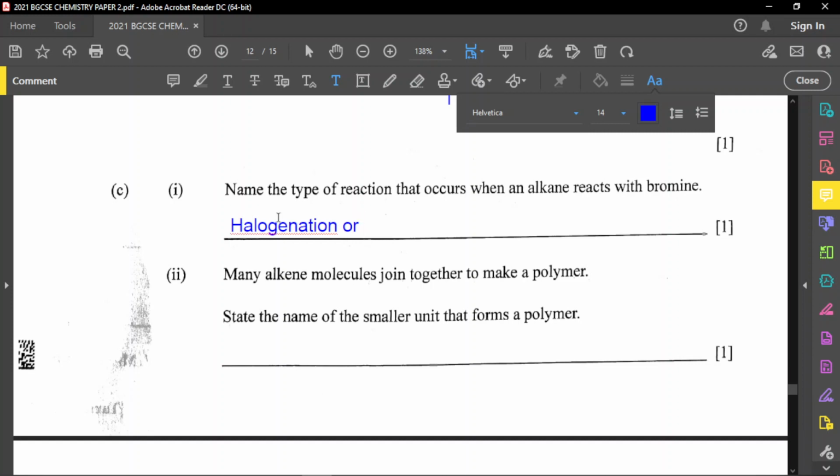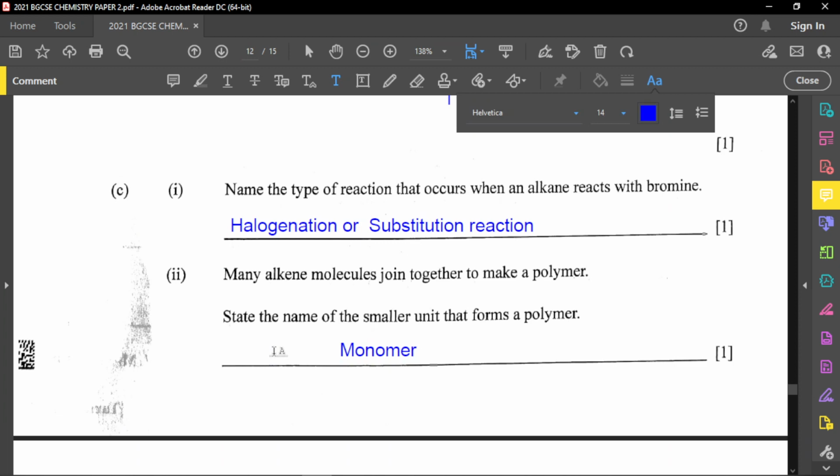And how we know it's a substitution reaction, because remember it is all single bonds, so you'd have to replace some of the hydrogen for it to actually happen. So halogenation is the reaction, or as we stated, it is a substitution reaction. All right. And for part 2 of C, we said many alkene molecules join together to form a polymer. State the name of the smaller unit that forms a polymer. The smaller unit that forms a polymer is actually called a monomer.